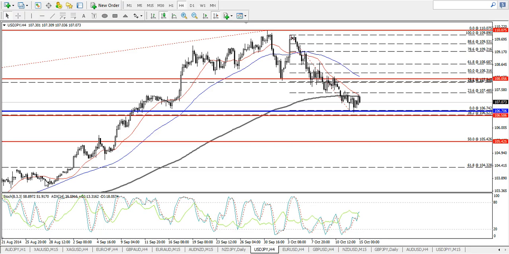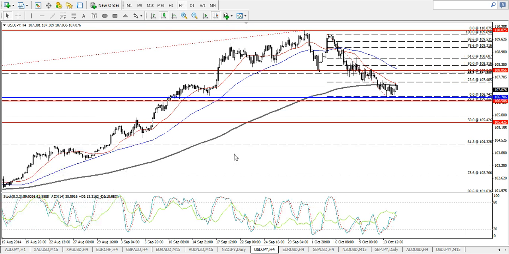One thing I'm going to share is that I'm going to focus on four major currency pairs from this point onwards, and they are the dollar yen, the euro against the US dollar, the pound dollar, and finally the New Zealand dollar against the US dollar. Alright, so let us look at the dollar against the yen first.